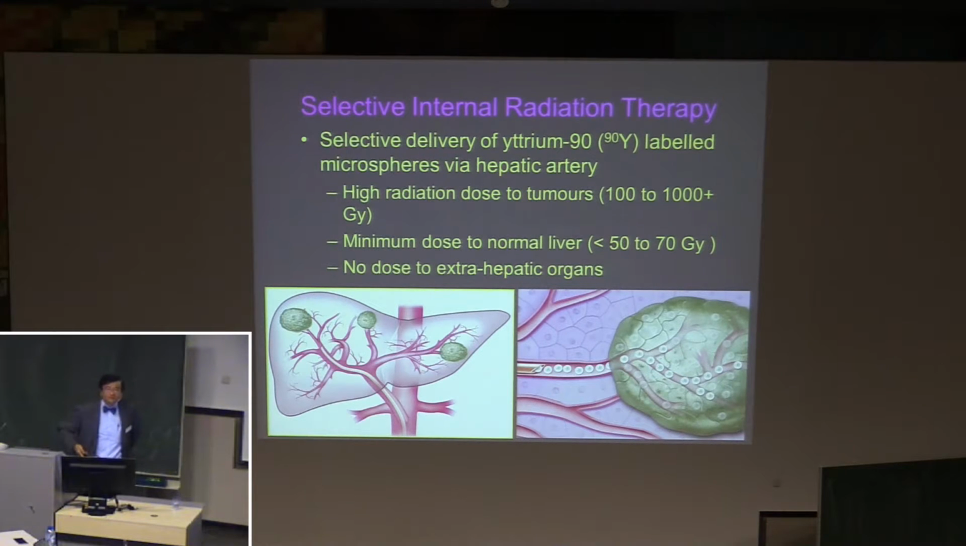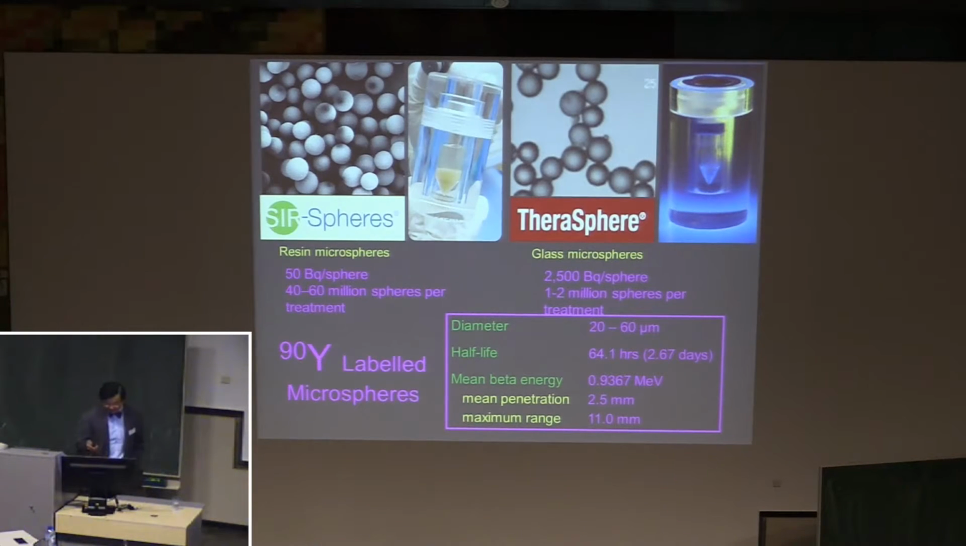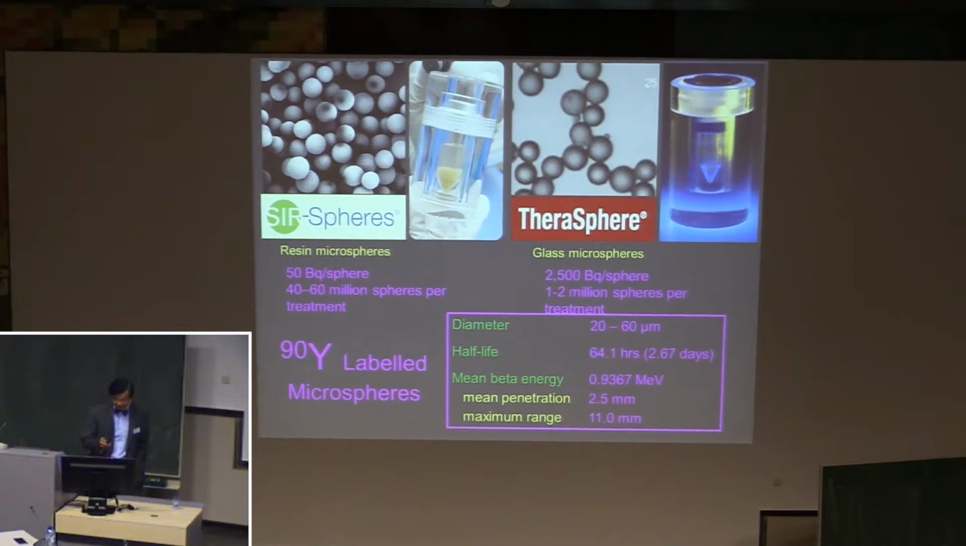We are also using this technique quite a bit in selective internal radiation therapy with yttrium-90. The whole idea of this technique is to deliver a high radiation dose to a liver tumor and reduce as much as possible to the normal liver, and not to deliver any to the extrahepatic organs. This is just an example of the types of products that are out there.